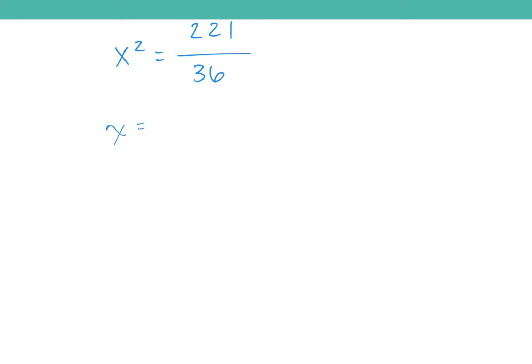X equals the square root of 221 over 36. And all you do is you plug that into your calculator. You take 221 divided by 36. You should get like 6.138. And then you take the square root of that and you get 2.48.